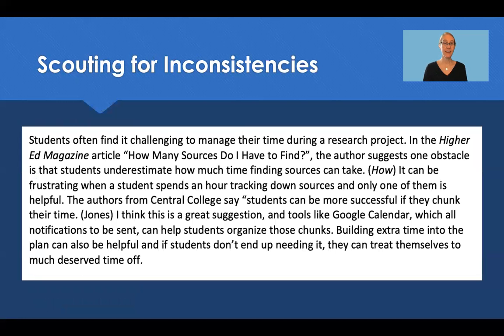Let's look at an example for scouting for inconsistencies. So this is a paragraph that I've pulled. As I'm going through and just kind of starting to take it in, I see a source being introduced in the second sentence. So here I have, students often find it challenging to manage their time during a research project. In the Higher Ed magazine article, how many sources do I have to find? The author suggests one obstacle is that students underestimate how much time finding sources can take, period. How? So right now, that looks a little different to me.